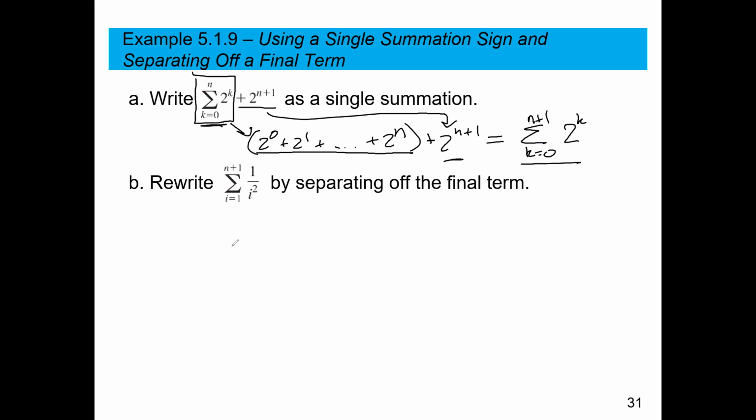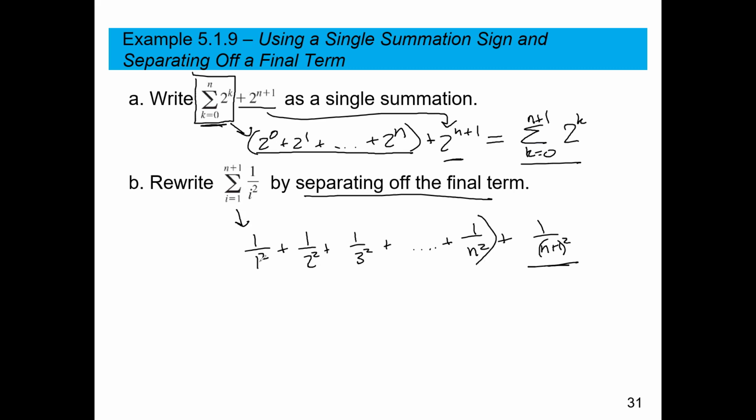Similar to this one, I could start this as 1 over 1 squared plus 1 over 2 squared plus 1 over 3 squared plus, I'm going to do two terms here on the end, 1 over n squared and 1 over n plus 1 squared. So it says separating off the final term. That's this term right here. So how could I write this chunk in parentheses as a summation? Go ahead and pause the video and write that as a summation. Go ahead.